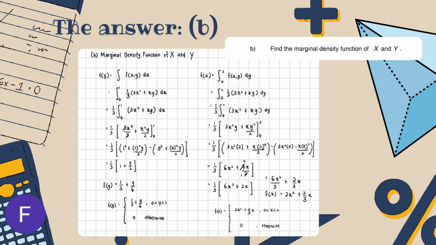We move to question 2b. Find the marginal density function of x and y. To find fx, we need to integrate out y from 0 to 2. When we perform integration, we treat x as a constant, then we will get 2x squared plus 2 over 3x. As for fy, we need to integrate out x from 0 to 1 and treat y as a constant. The answer is 1 over 3 plus y over 6. Then we put back to the function that is stated in the answer.